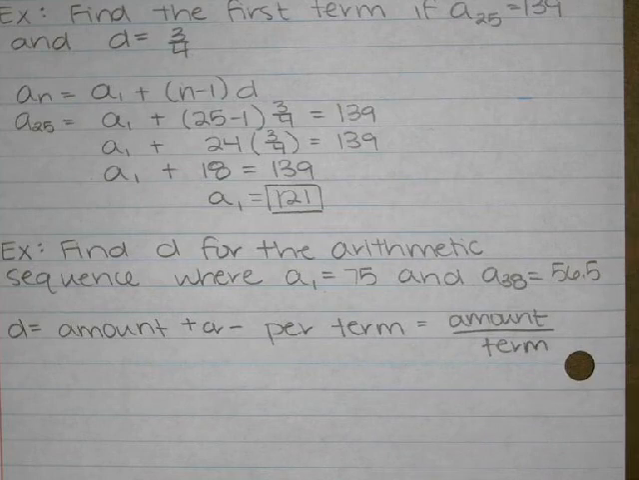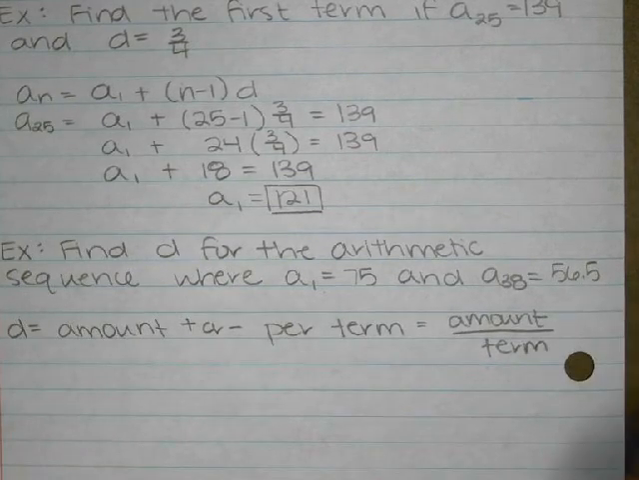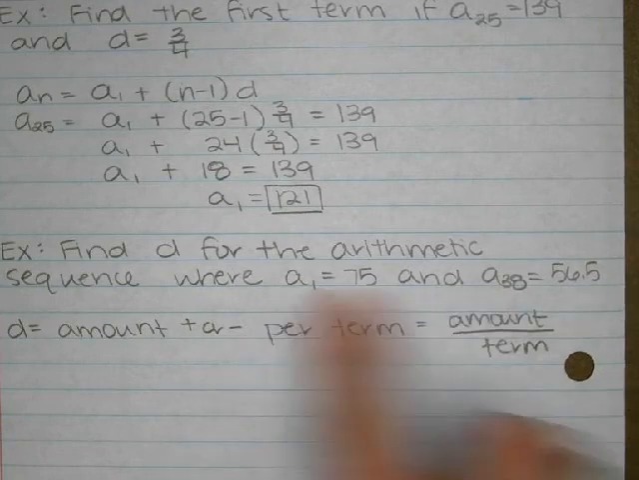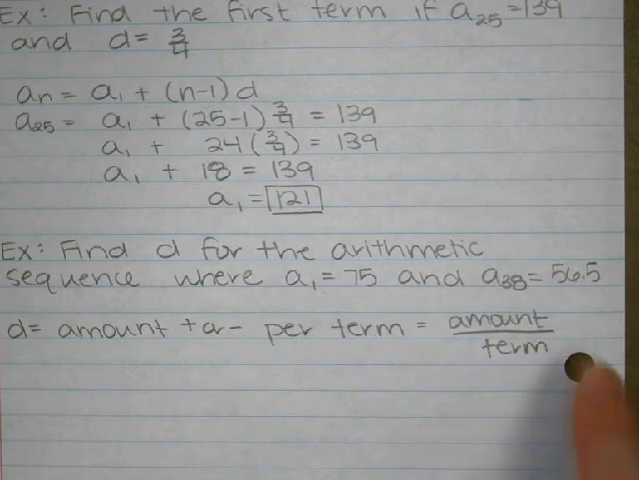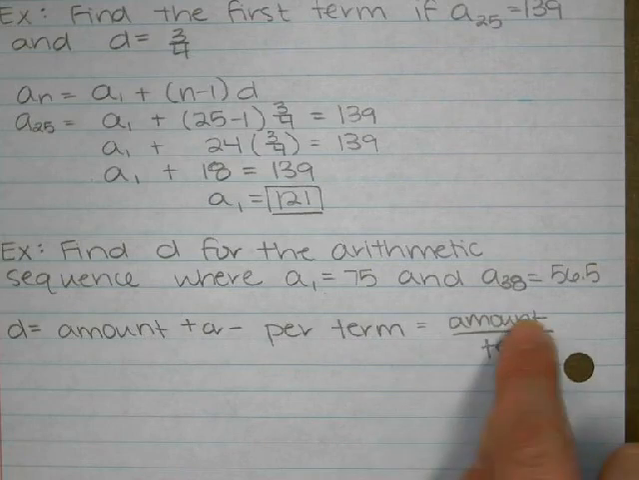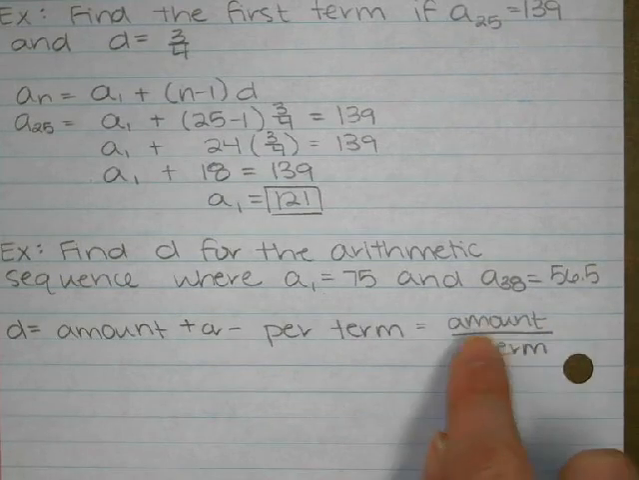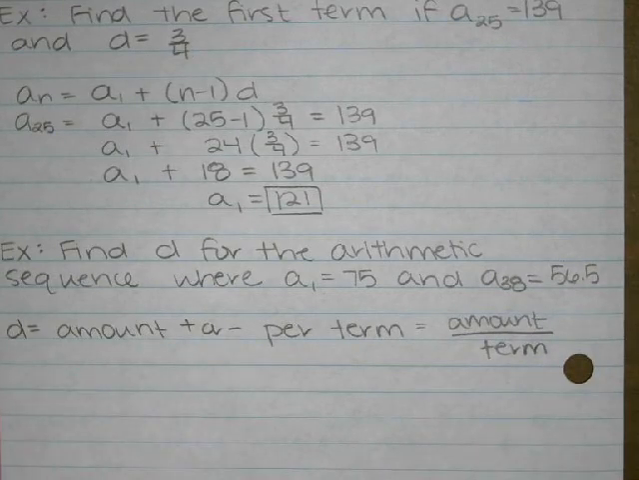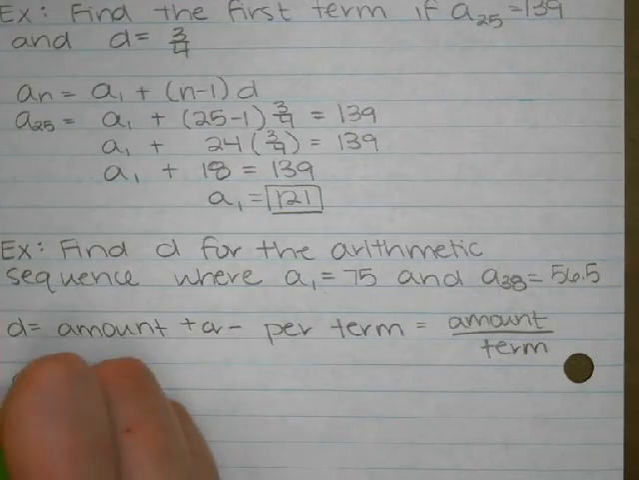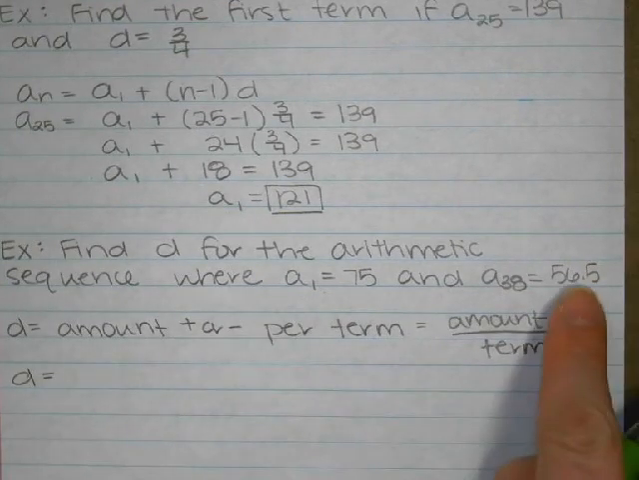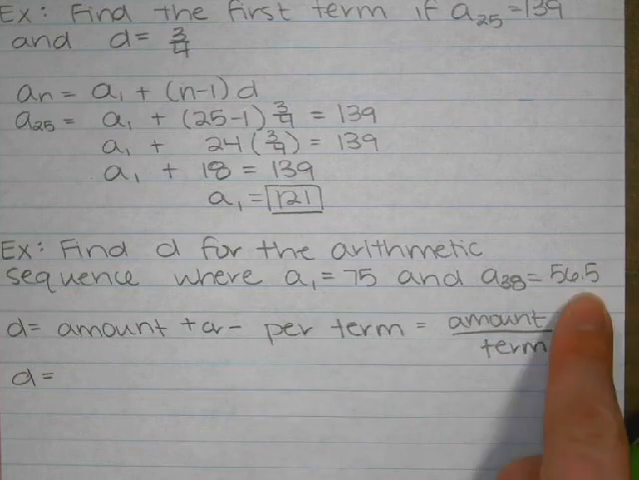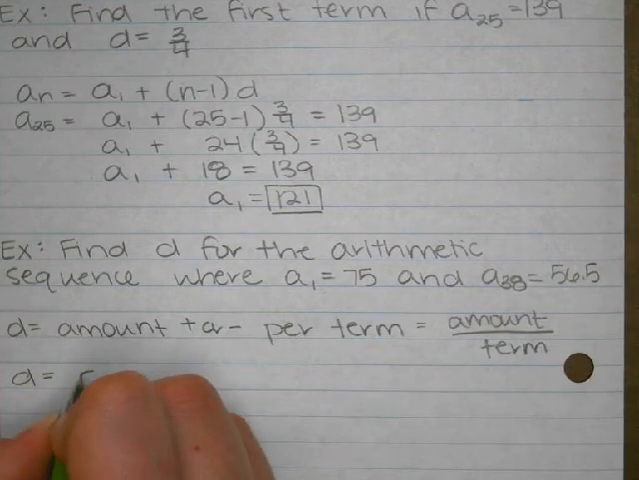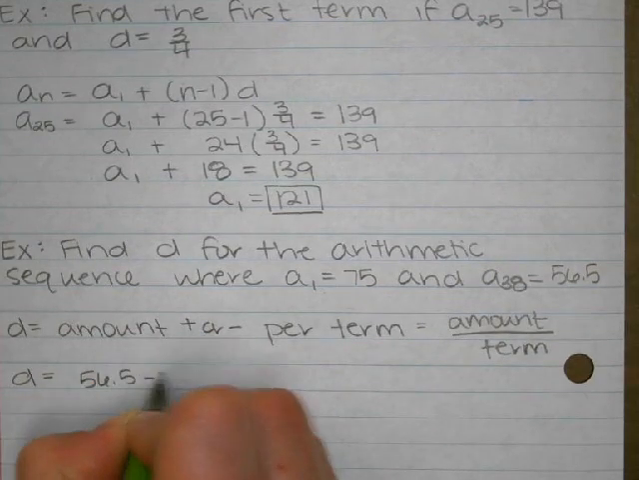So if you want to find it for one term, then you're typically just going to have a number. But if you want to see multiple terms, which is what we have here, it went from the first term to the 38th term. We can see the amount that you went up or down, and we can divide it by the number of terms it took to do that. And then we'll see the d value for just one term. So for here, to solve for the d value, I'm going to say it started at 75 and it went to 56.5.